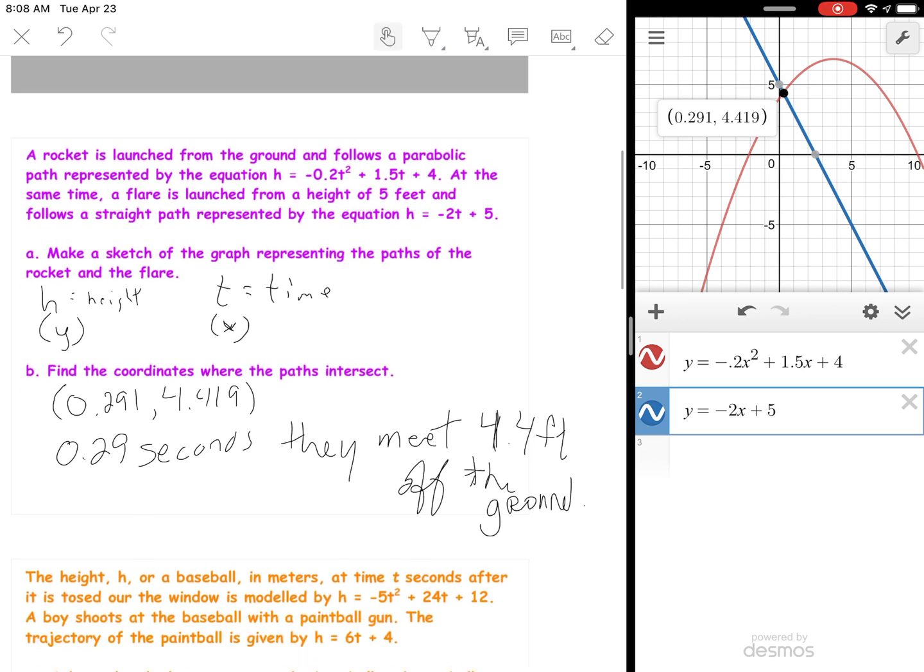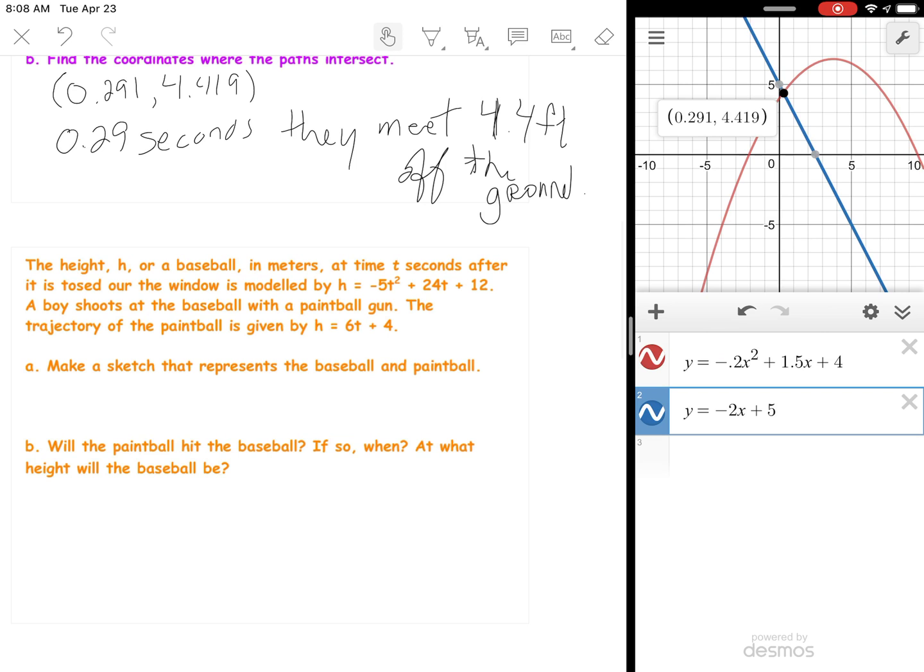We'll try one out here. Here's talking about baseball. Now the only thing is they're talking about a baseball being height in meters. That's no big deal. That just means when you read out your answer, make sure you have it in meters. T is going to be in seconds. It's going to be tossed out a window at this parabola here.